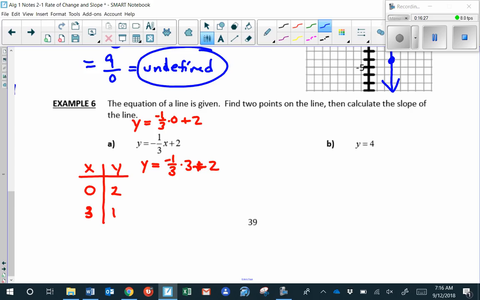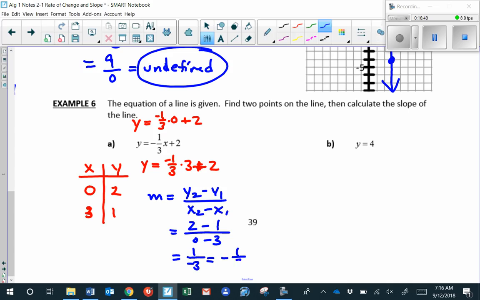So now let's calculate our slope. M is equal to y2 minus y1 over x2 minus x1. That's equal to 2 minus 1 over 0 minus 3. That's going to give us 1 over negative 3. A positive divided by a negative is a negative, so our slope is negative 1/3.